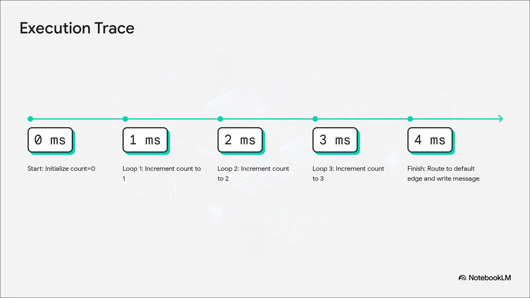Let's trace that out loop by loop. At 0 milliseconds, the app starts with our initial state of count equals 0. It hits the increment action. Loop 1 updates the count to 1. The transition checks. Is 1 less than 3? Yep. So it loops again. Count becomes 2, loops again, count becomes 3. Now that condition, count less than 3, evaluates to false. The state machine falls right through to the default transition, routes over to the finish action, writes out the final message, and halts. Completely deterministic.